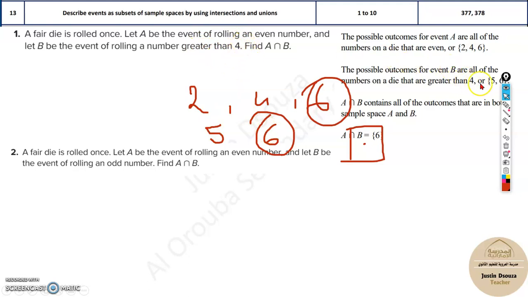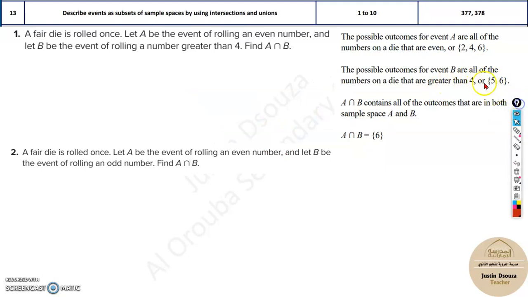If you add 4, then it's wrong. If it were greater than or equal to, then 4 would have been added. But if it's greater than, meaning bigger than 4, it's 5 and 6. That's it. Same way you can solve more problems over here.